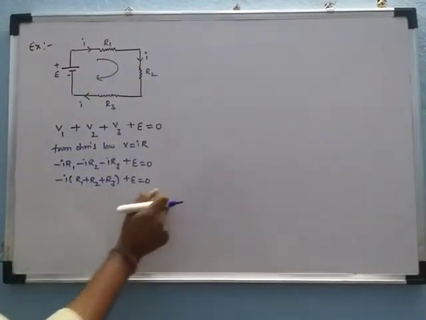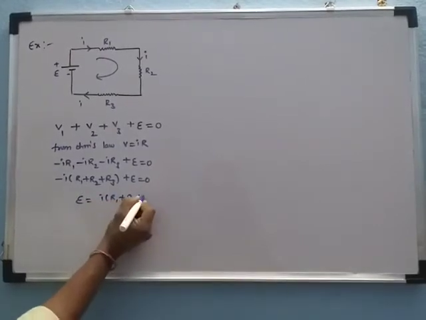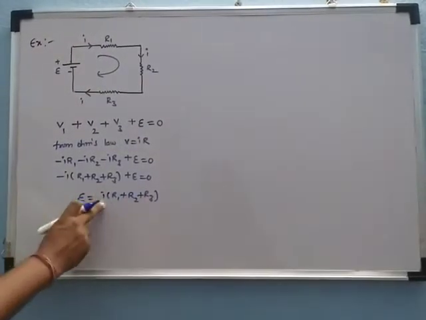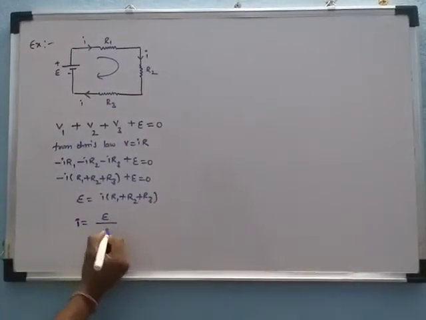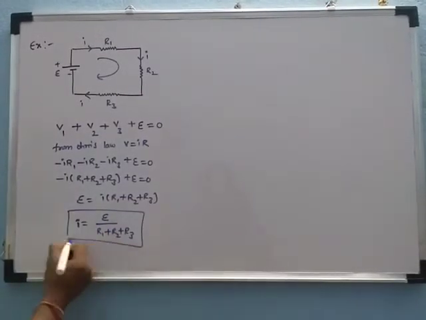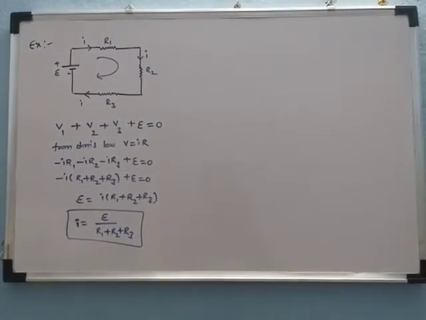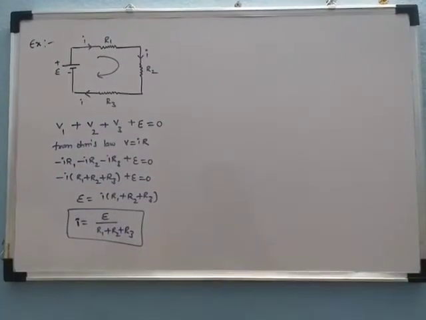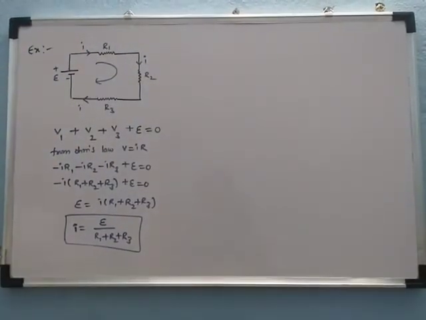Now this total term is taken to the other side. Then E is equal to I into R1 plus R2 plus R3. Then the current I is equal to E by R1 plus R2 plus R3. See, this is the formula for measuring the current in such circuits. The current I is equal to E by R1 plus R2 plus R3. Using this we can find the current. And now we can use Kirchhoff's first law and second law.